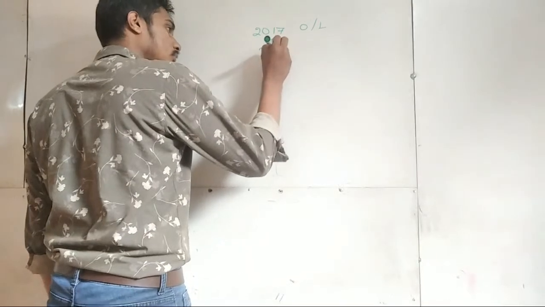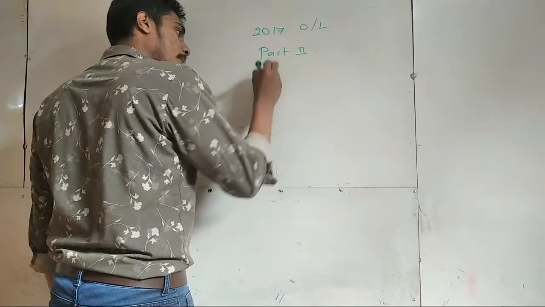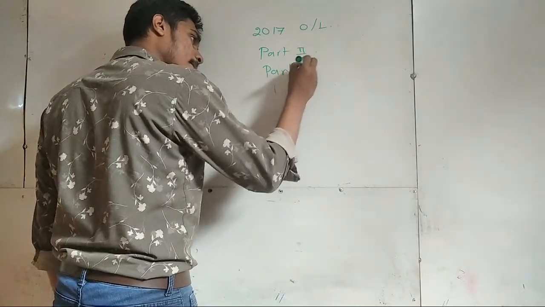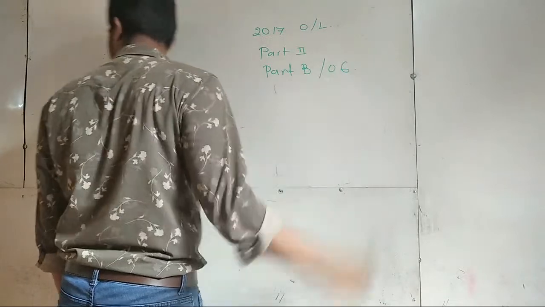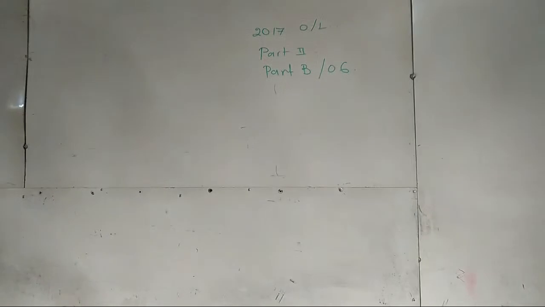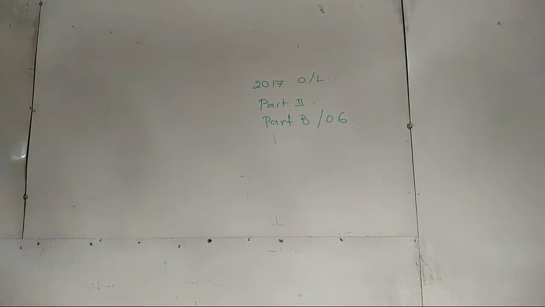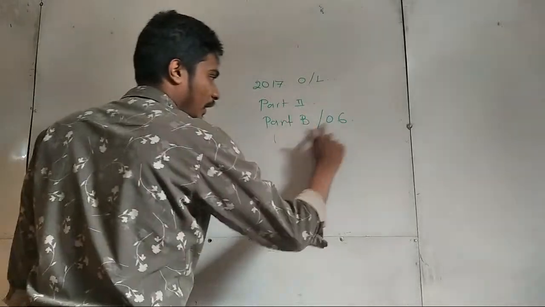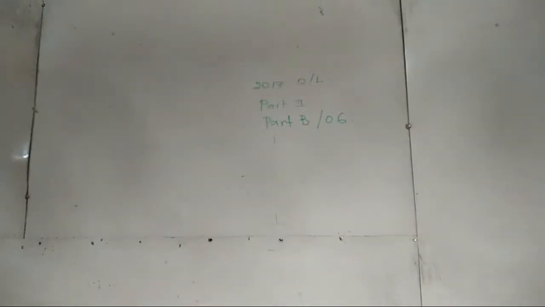Part 2, Part B. Problem number 6. You will write. Take 2017 O level, Part 2, Part B, problem number 6.